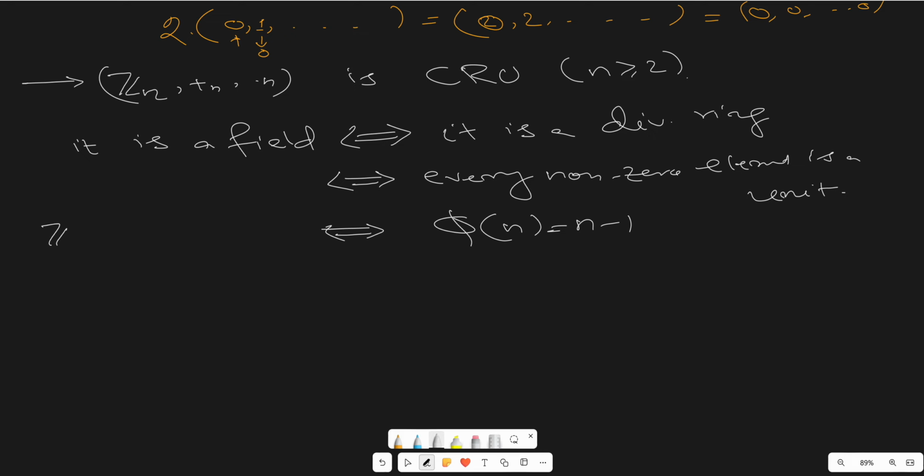Total elements in Zn is n, and every non-zero element we accept as a unit, so you are eliminating 1. So the total number of units is phi n, and phi n is n minus 1. That's why I am writing here phi n is n minus 1. Every non-zero element is a unit. I am excluding the zero element here. So total n elements minus 1 element, that means the 0 element I am excluding, n minus 1, right?